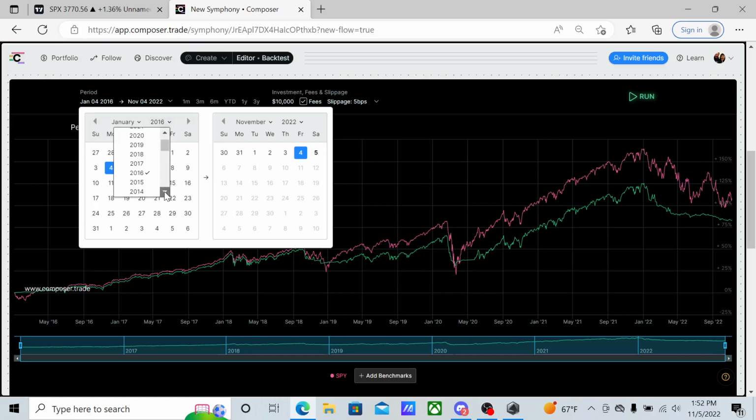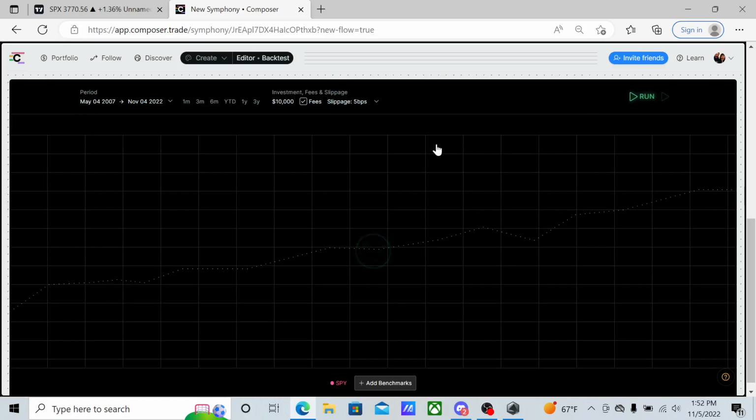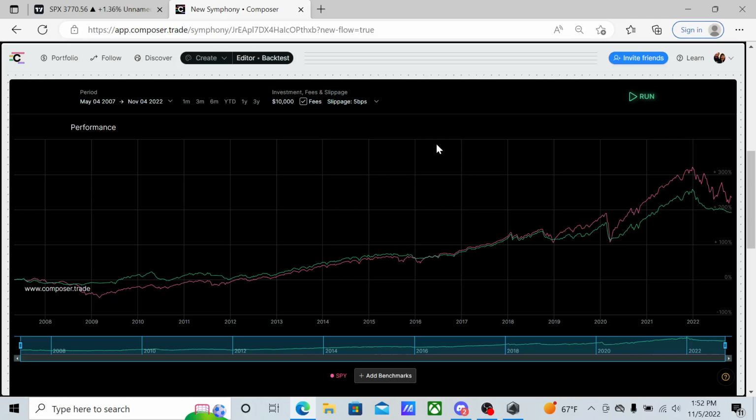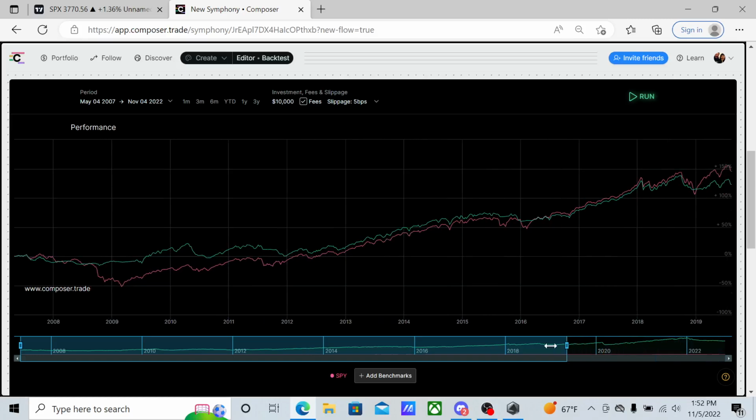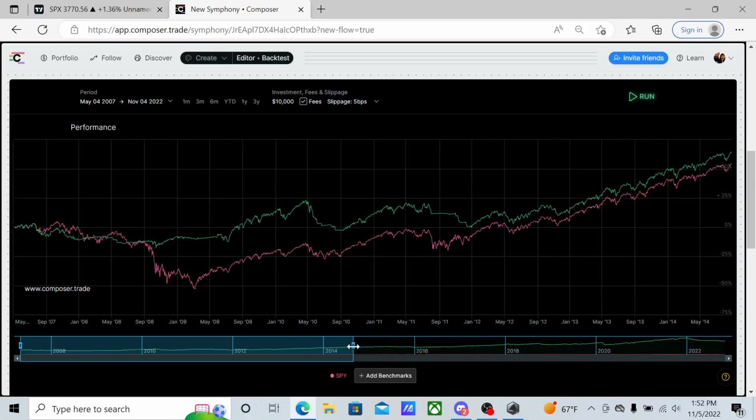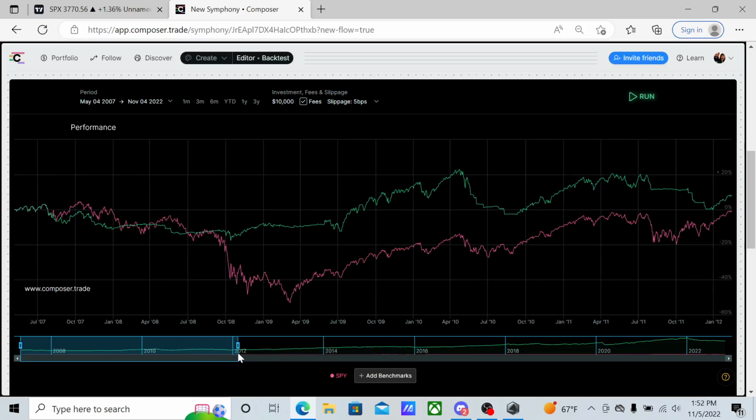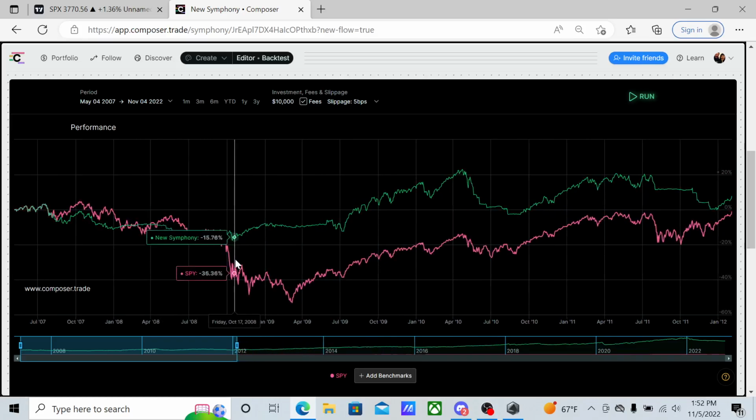So let's zoom out. I think we can take BSV to about 2007, if I'm not mistaken, somewhere around May, and run it to see what that would look like. Okay, so the green line is your strategy. The pink is just the S&P 500. So if you look, the point of doing this, or the point of investing above the 200-day moving average, again, is so you can avoid these massive crashes.